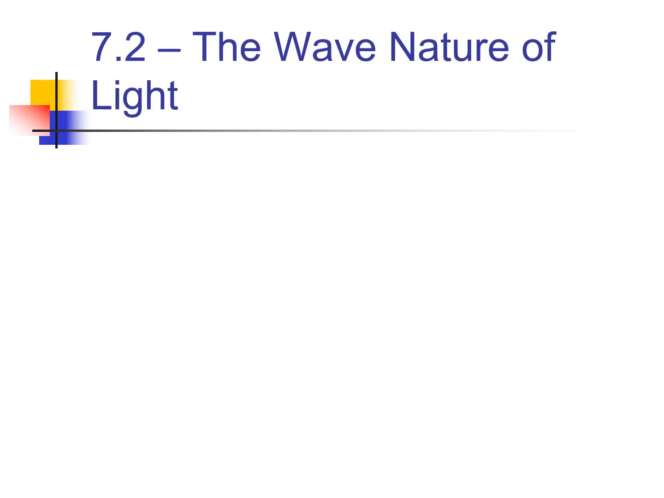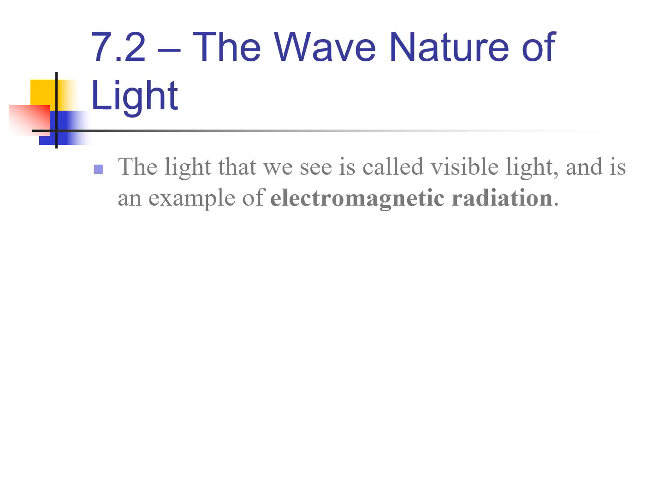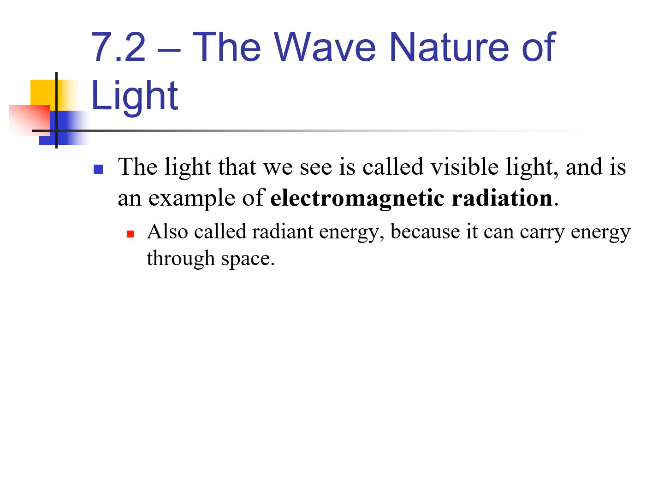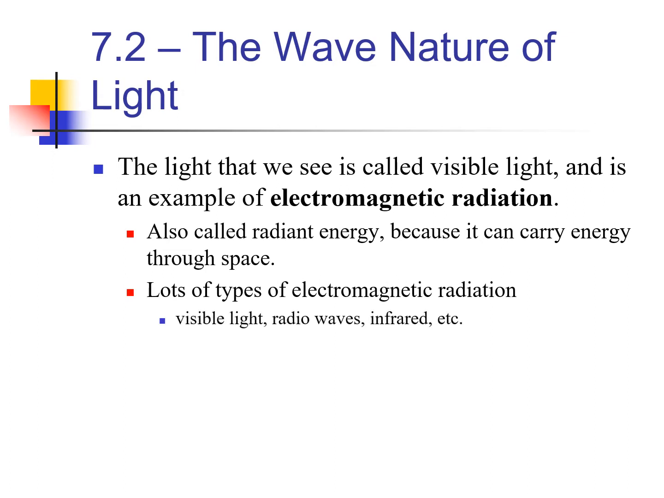Now to talk electrons, we need to talk light. The light that we see is called visible light, and it is an example of what we call electromagnetic radiation, also called radiant energy. It can carry energy through space. It radiates outwards. And there are lots of types of electromagnetic radiation like visible light, radio waves, infrared, X-rays. All those are examples of electromagnetic radiation.